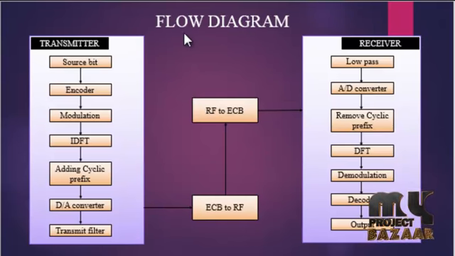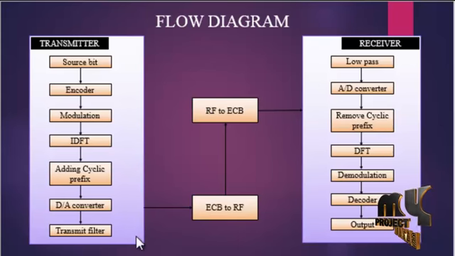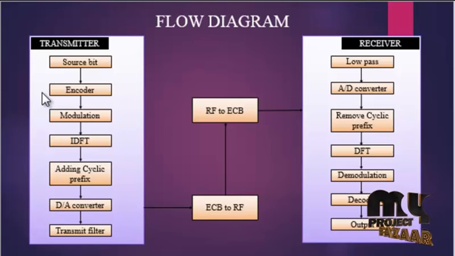Let us discuss the flow diagram of the product. Here we have the transmission and receiver sections. First we discuss the transmitter section. In the transmitter section, first we take a source bit. Random values are taken as input. Then the input values are given to the encoder. Here we are using a convolutional encoding scheme.